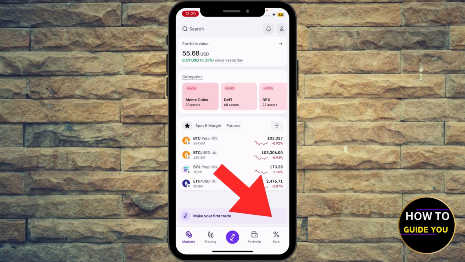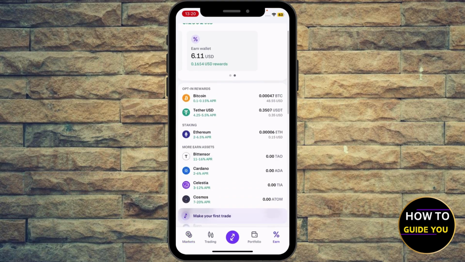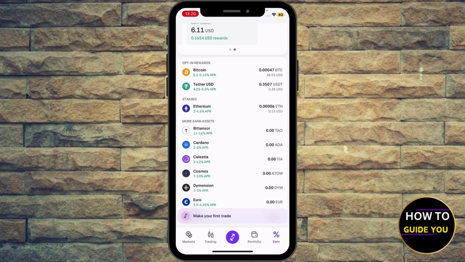So once you're logged in with your credentials, you're gonna see Earn at the bottom right, with a percentage on it. Go ahead and hit it, right? And basically you're gonna see right here which crypto you can earn from.